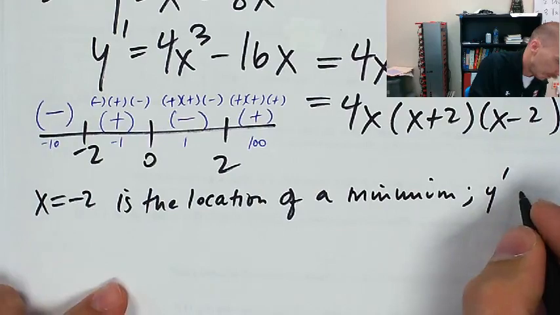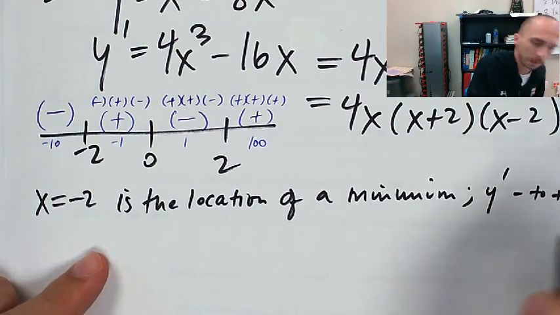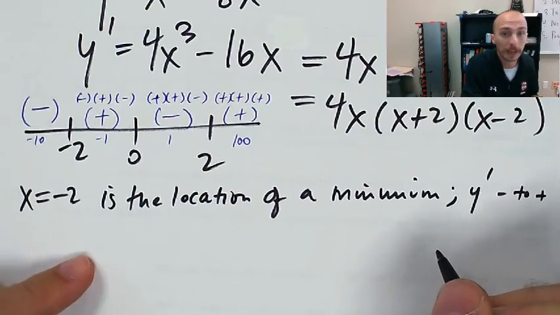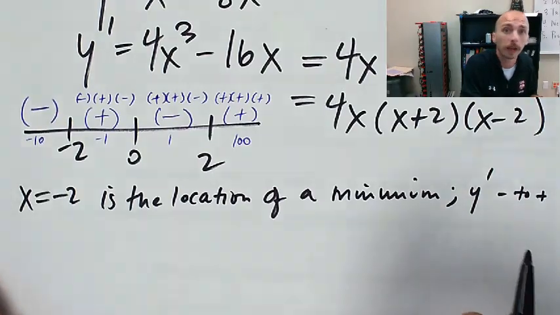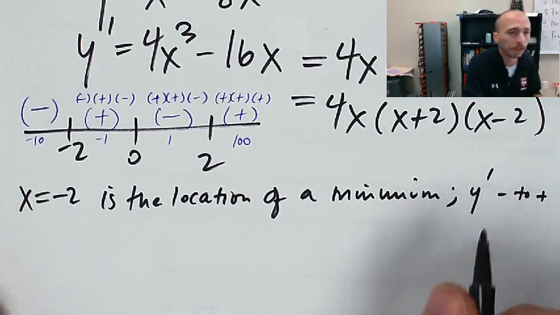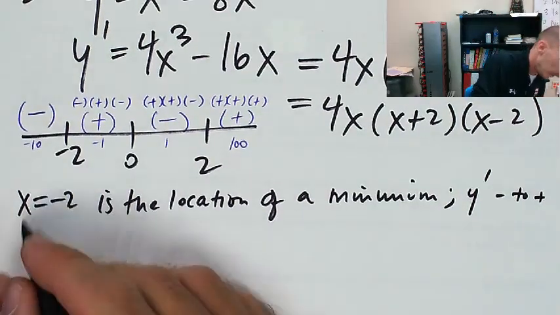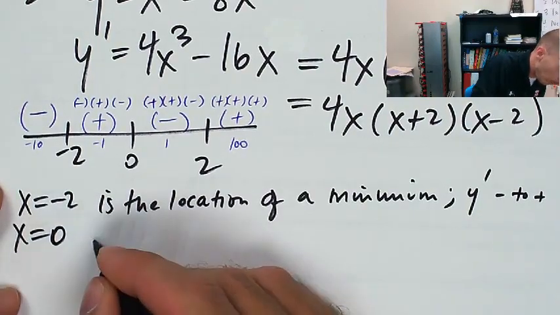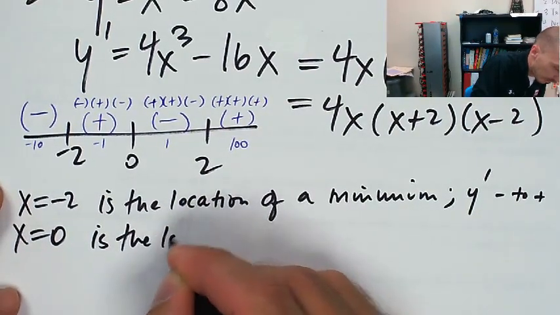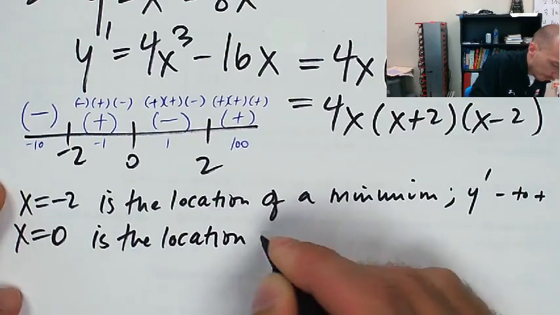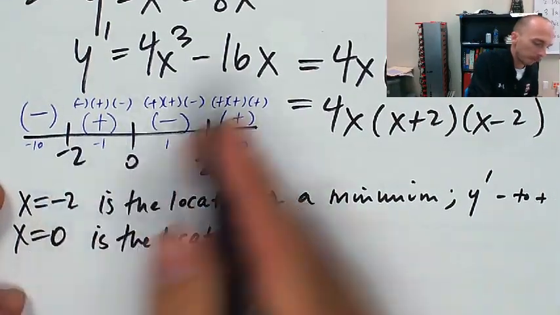Y prime goes from negative to positive. Okay, if this was the free response section of my AP exam that was determining whether or not I got college credit for the course, I would use a little more words than this, but for now this will be fine. Okay, x equals 0 is the location of a maximum because the derivative went from positive to negative.